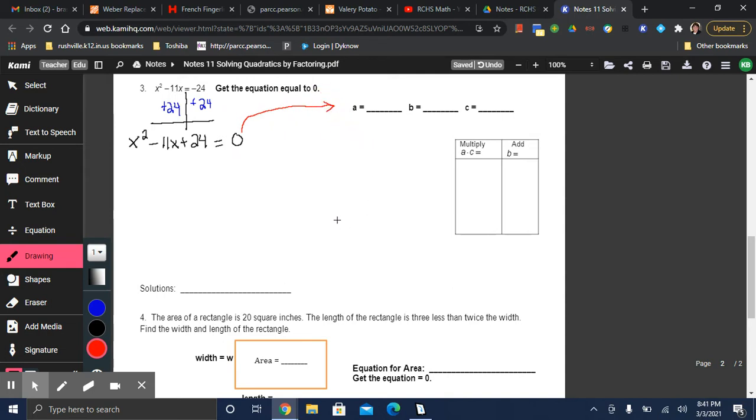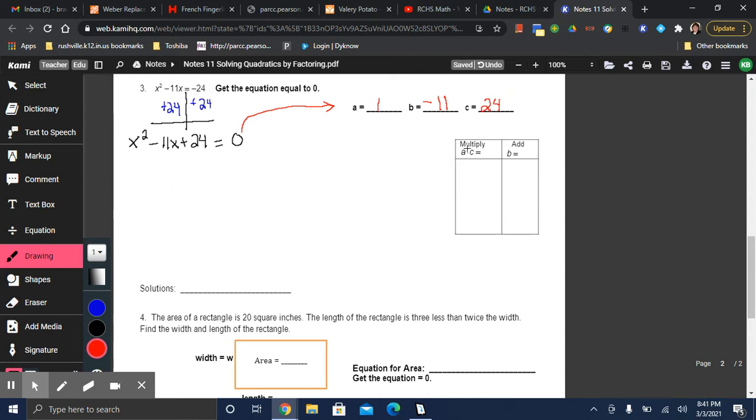And I can go from there to where I'm supposed to identify A, B, and C. So A is the number in front of the x squared. That's going to be a 1. B is my number in front of x. Remember to put the sign. That's negative 11. And C is 24.